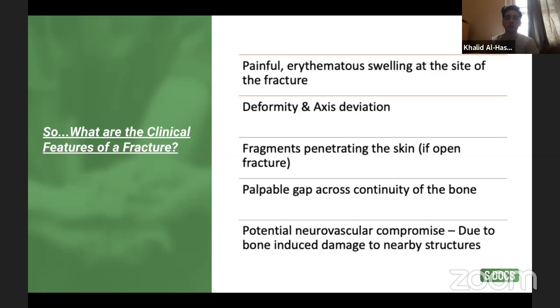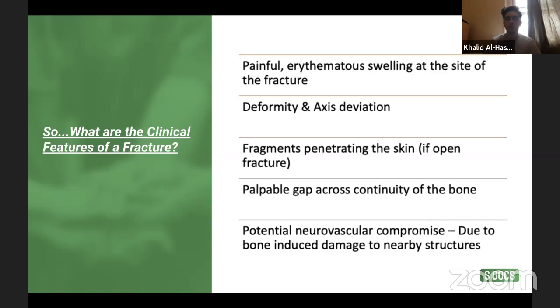So there would be redness and swelling along the site of the fracture itself. Deformity and axis deviation. This relates back to the angulation of the fragments of the bone. Fragments penetrating the skin: if it's an open fracture, you will see portions of bone passing through the actual soft tissue. A palpable gap. This is only natural as there is loss of continuity of the bone.